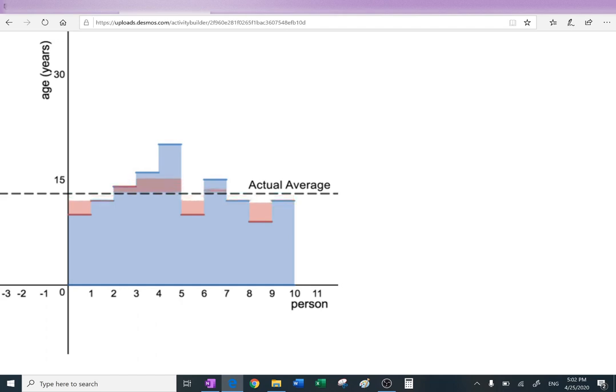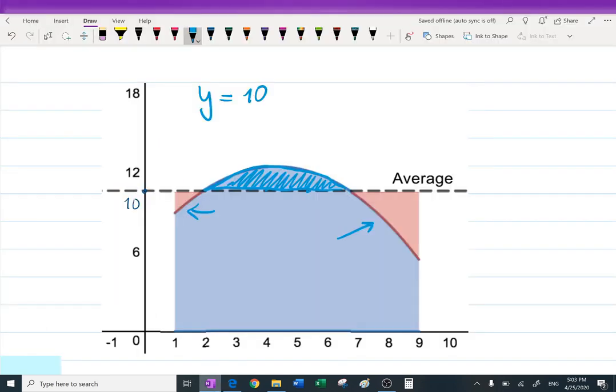So that's the thing. They call it actual average, because originally it was a game for students to guess, and then I was supposed to reveal the actual average. It's pretty cool and it makes sense how the pieces above the average balance out the pieces below the average, and it becomes the exact rectangle.